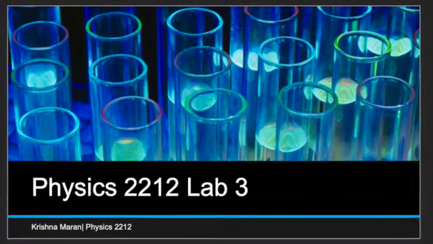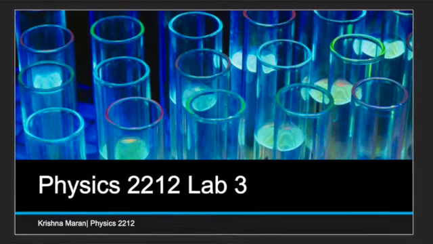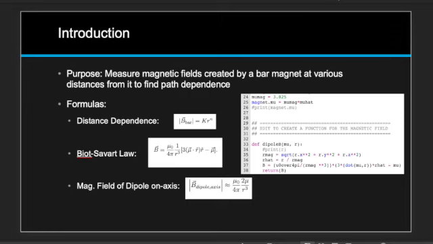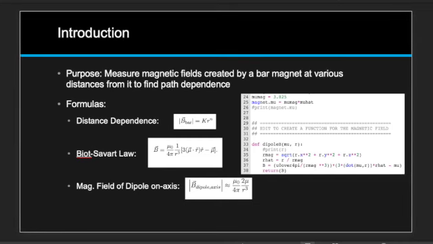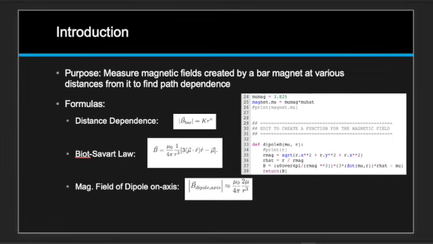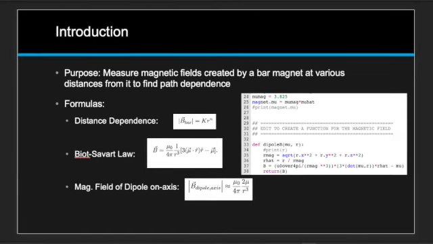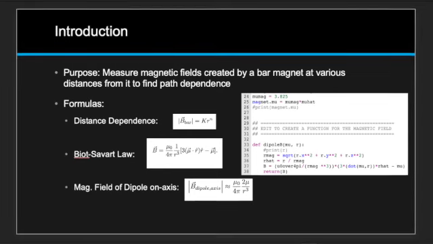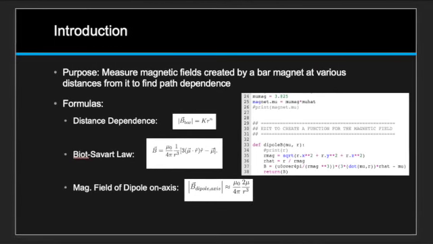So for this lab, the purpose was to measure magnetic fields created by a bar magnet at various distances to find its path independence. To do this, we used a magnetometer app on our phone, and we had a bar magnet and calculated the magnetic field measured by the phone from the bar magnet at various distances.